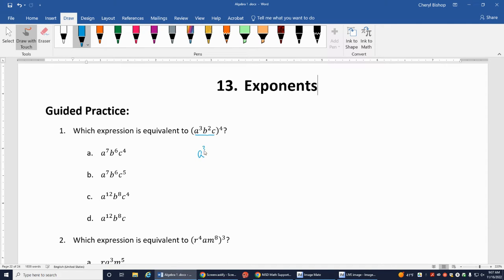So it's like a to the third b squared c times a to the third b squared c times a to the third b squared c times a to the third b squared c. So notice I have it 1, 2, 3, 4 times. So now we're going to say, okay, how many a's does that give me? 3, 4, 5, 6, 7, 8, 9, 10, 11, there's 12.